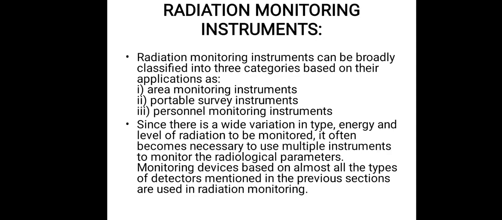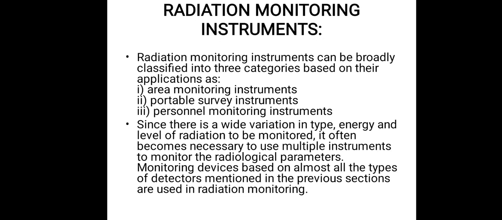Radiation monitoring instruments. Radiation monitoring instruments can be broadly classified into three categories based on the application: area monitoring instruments, portable survey instruments and personal monitoring instruments. Since there is a wide variation in type, energy and level of radiation to be monitored, it often becomes necessary to use multiple instruments to monitor the radiological parameters.